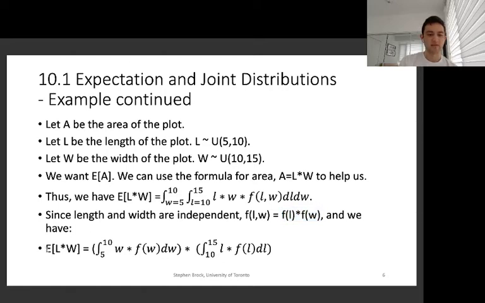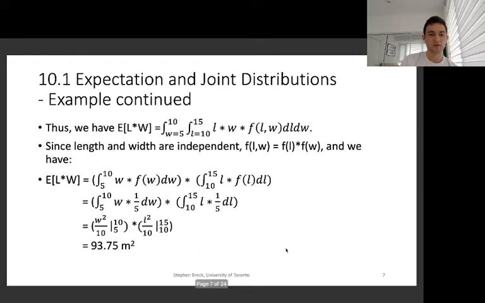And so we have the expected value of length times width is equal to, now because they're independent, we can break up the integral into two parts. And if this is new to you or does not make sense, please refer back to the calculus review video that I made. All right, so we have W times f of W dW. Well, this right here is just equal to the expected value of W, and this right here is equal to the expected value of L.